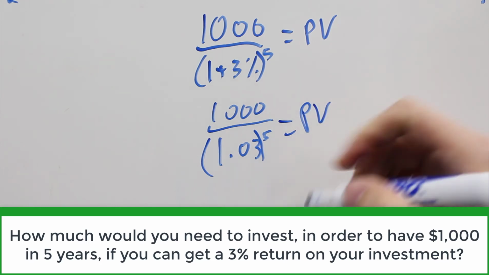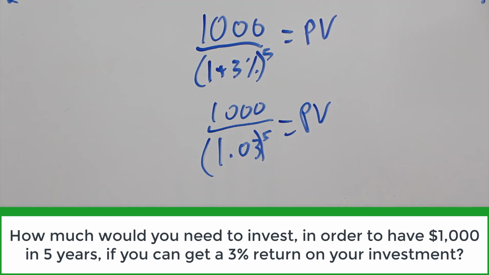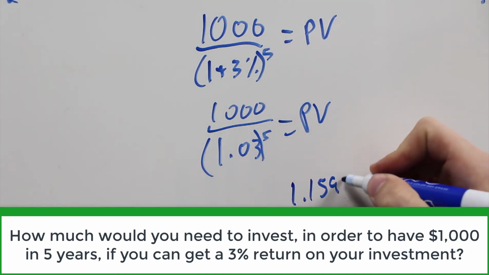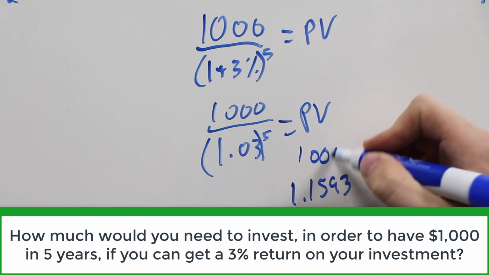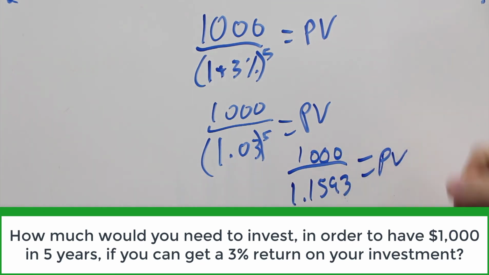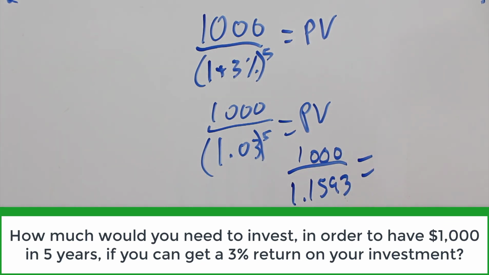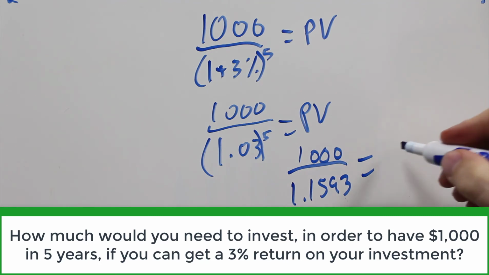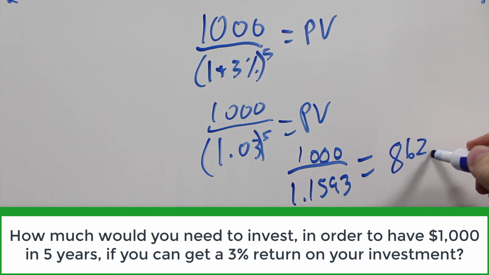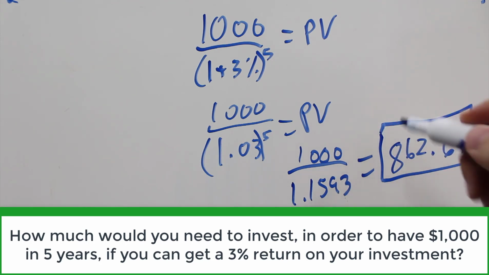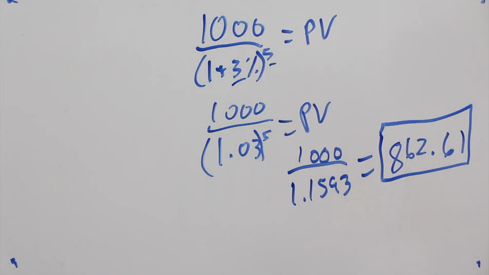Now we simplify this 1 plus 3%, so 1,000 divided by 1.03 to the 5th power equals our present value. And 1.03 to the 5th, I'm going to do that on a calculator real quick, equals 1.1593. We have 1,000 divided by that, which will be our present value, right? You can just do that on a calculator, and it comes out to be 862.61. It's actually 862.6087, but 862.61 to round it. And so that's how much money you would have to invest if you could get 3% for 5 years in order to have $1,000 at the end of those 5 years.